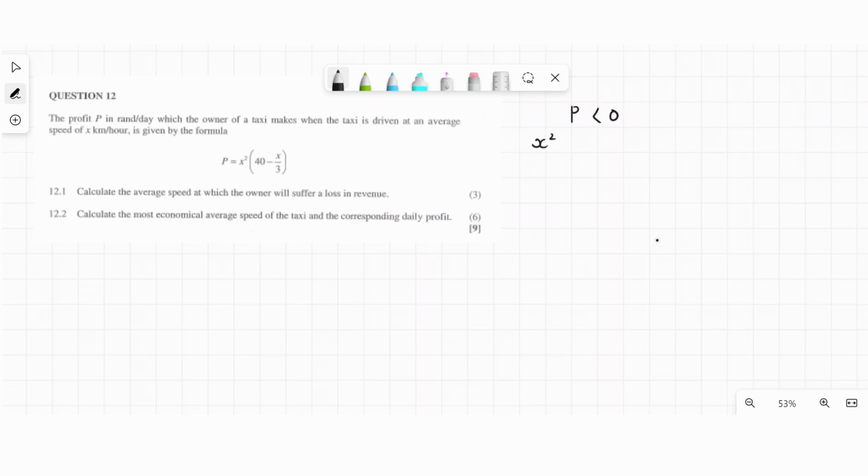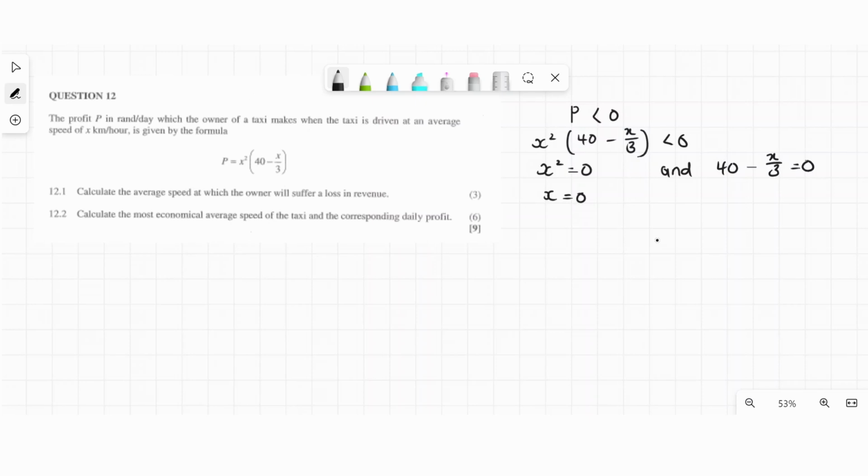P = x squared (40 minus x divided by 3) is going to be less than 0. We're going to solve the inequality. So when we solve an inequality, we need to find what? The critical values. So we equate this to 0. So x squared equals 0, which is the same as x equals 0. Then, because I want the critical values, I'm going to say 40 minus x divided by 3 equals 0.